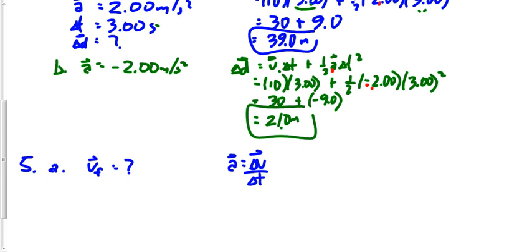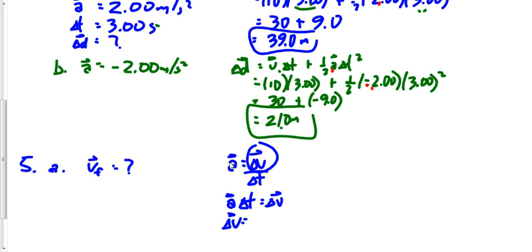Now, I want to rearrange this to solve for VF. Let's get delta V, because that's kind of like VF, right? Got to get rid of a T. T's on the bottom. We're dividing by T on the right-hand side. How do we take it over to the other side? We multiply it, right? So it becomes A times T is equal to delta V. Now, let's not worry about VF yet. Delta V is A times T.